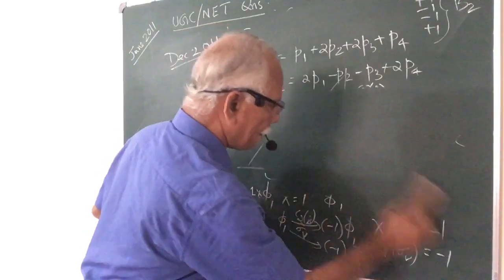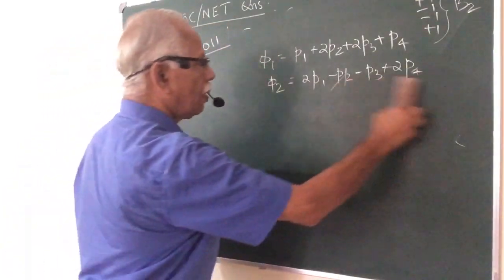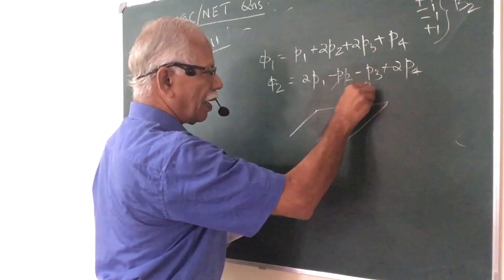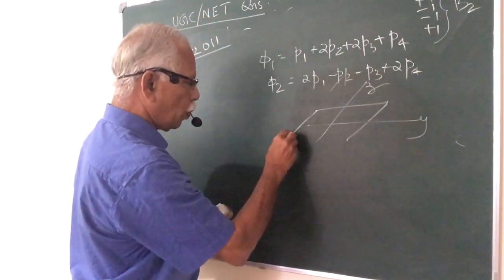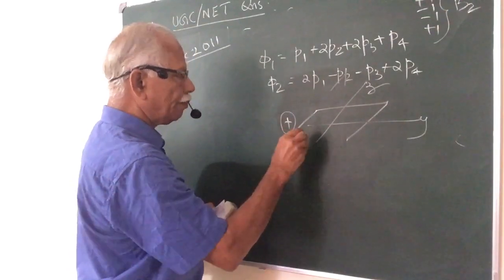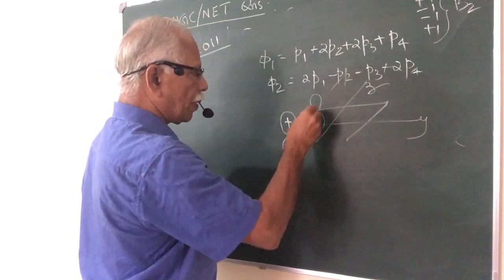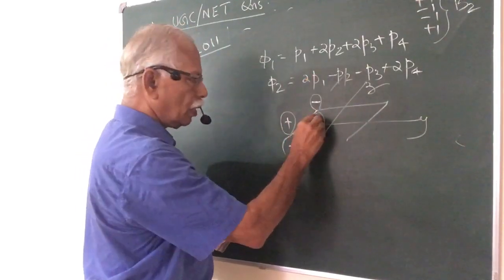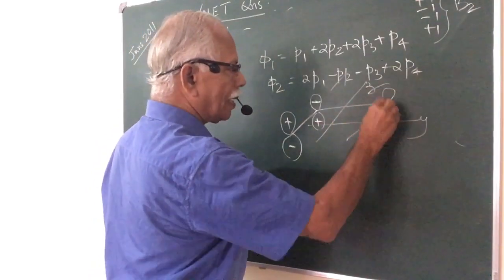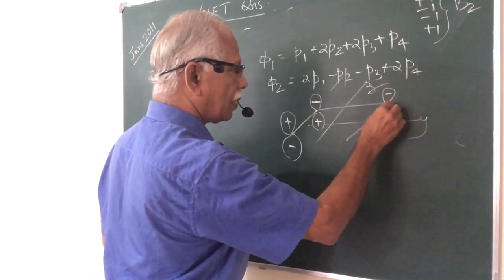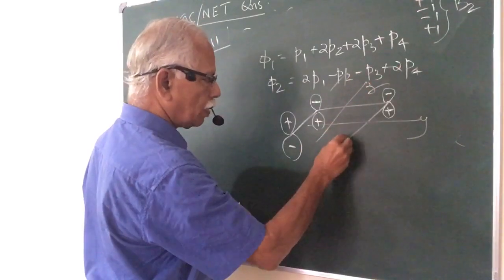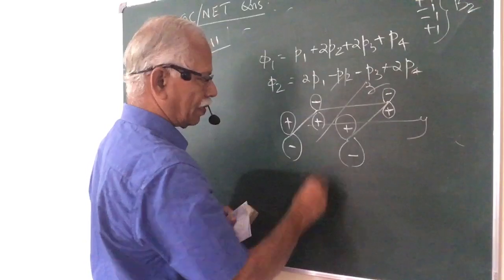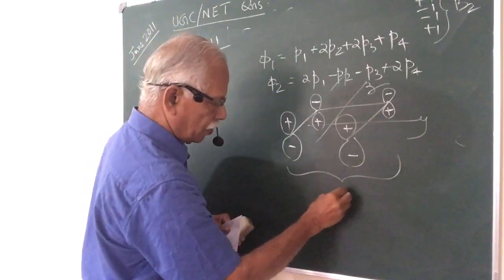Then let us draw the diagram of orbital phi 2. This is the Z axis, this is the Y axis. 2p1, I will draw it in a bigger style. Minus p2: plus p2 is like this, but for minus p2 the upper lobe becomes minus, lower lobe becomes plus. Minus p3 is also similar, the signs are changed, but it is plus 2p4, bigger in size, upper lobe plus and lower lobe minus. The whole thing is called phi 2.